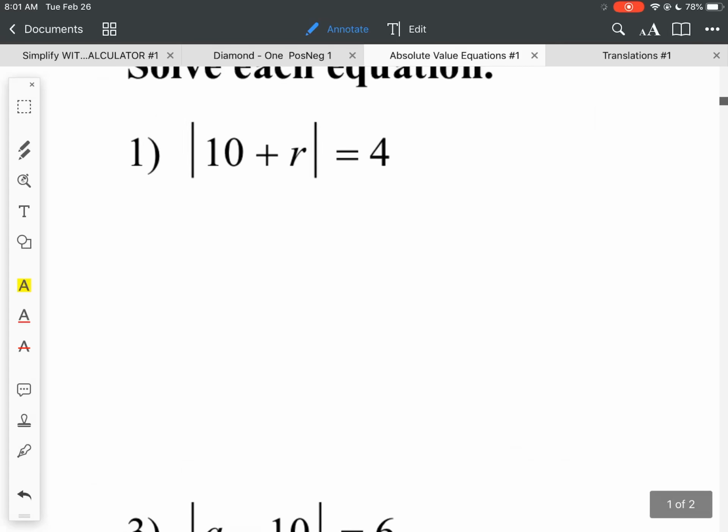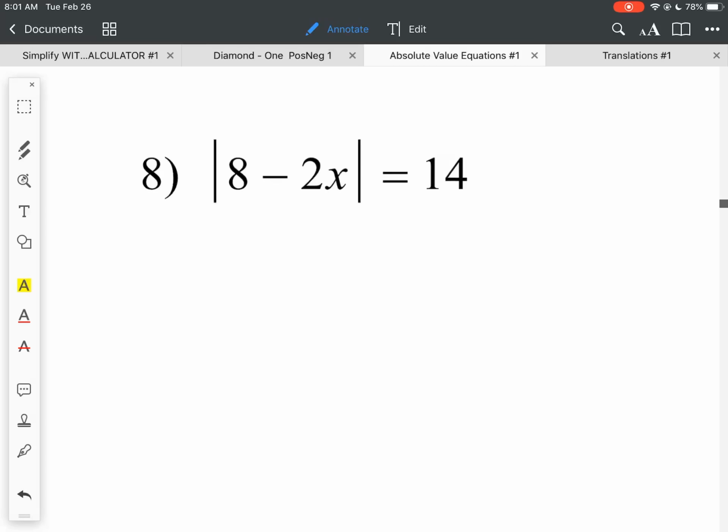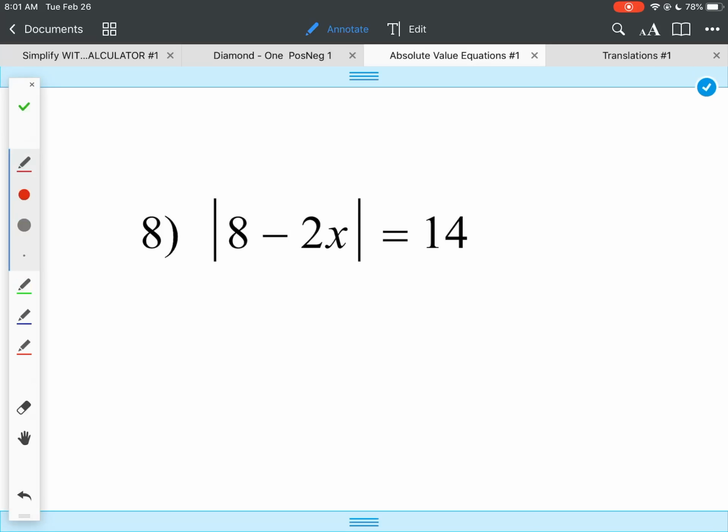Okay, remember these. Let's do these down here. Okay, you have to create two equations here. All right, because everything inside the absolute value could be positive, right? It could be positive 14 or it could be negative. Okay, because remember, absolute value is a distance away from 0, which is always a positive number.